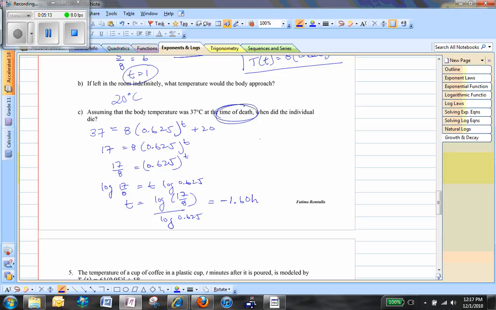0.6 of an hour is 36 minutes. So basically, if you're using your calculator, you go 0.6 times 60, you get 36 minutes. So this guy died an hour and 36 minutes ago. Basically, that is 1:54 p.m. That's kind of cool, you gotta admit.